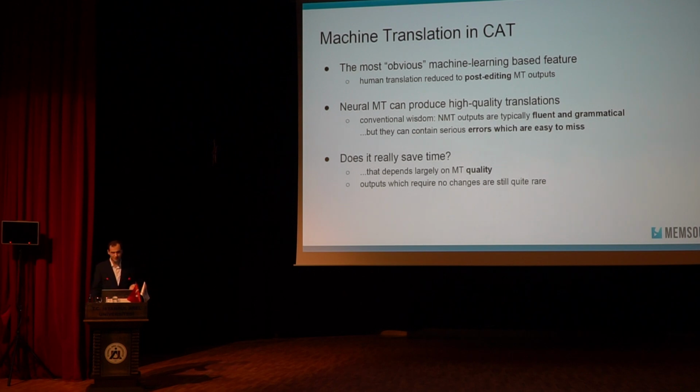That brings the question, does even this much better MT save time at all? And I think I'll show very soon a chart that conclusively says yes it does. But it really depends on the quality of the sentence that you're working with. And I would like to stress that outputs which require no changes at all from the humans are still quite rare. I think it's like 5 to 10% of the time.